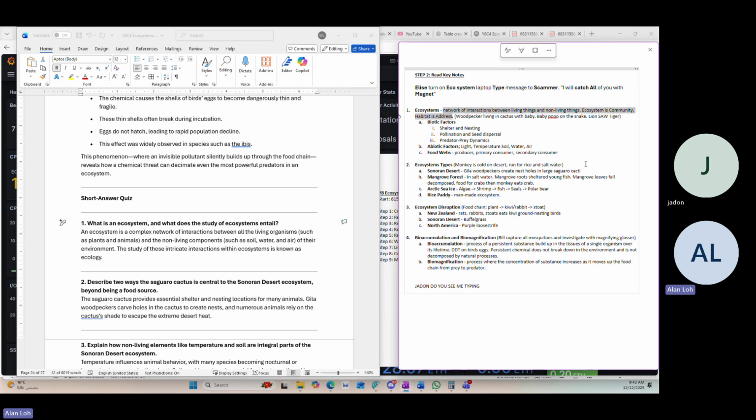Network of interaction between living things and non-living things. An ecosystem is like a community, and a habitat is like an address. Then if you want to go a bit further, you can say the living things are these factors: shelter, nesting, pollination, seed dispersal, predator-prey dynamics. And for the non-living things, a few factors affecting it: light, temperature, soil, water, and air. And that is affecting the food webs. Right, so those could be the answers that you want to put inside your exam questions.